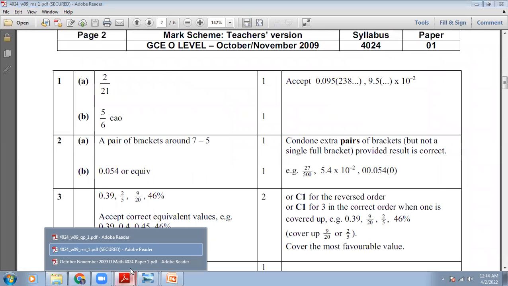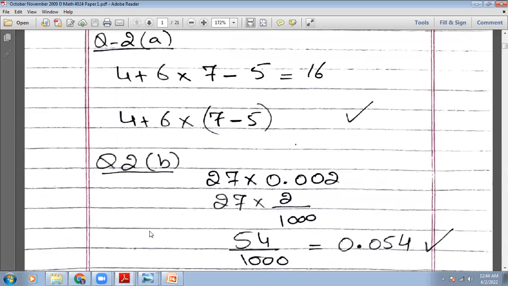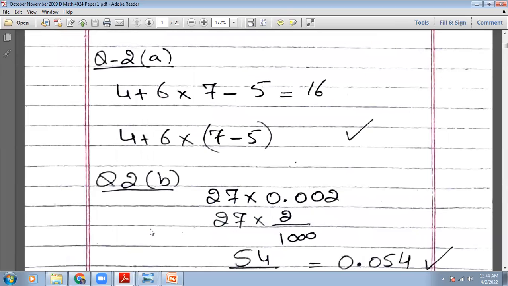So the brackets should be around 7 minus 5. That will give you 2. 2 multiplied by 6 will be 12. 12 plus 4 will be 16.